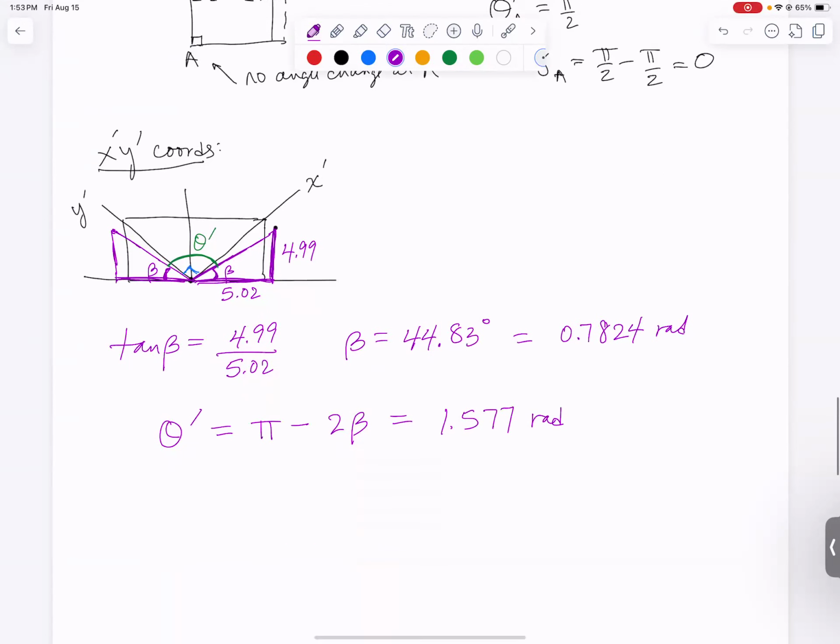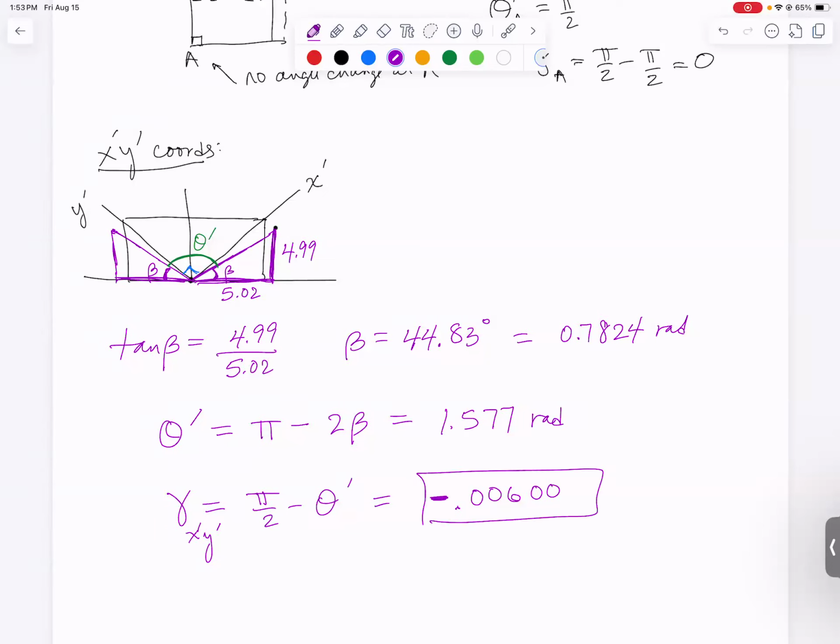So now let's get gamma. Gamma with respect to these x prime, y prime coordinates is not 0. It's going to be pi over 2 minus the new angle theta prime. That comes out to be minus 0.00600. So it does actually have shear strain when you rotate and view it with respect to those x prime, y prime coordinates. And we solved the problem.